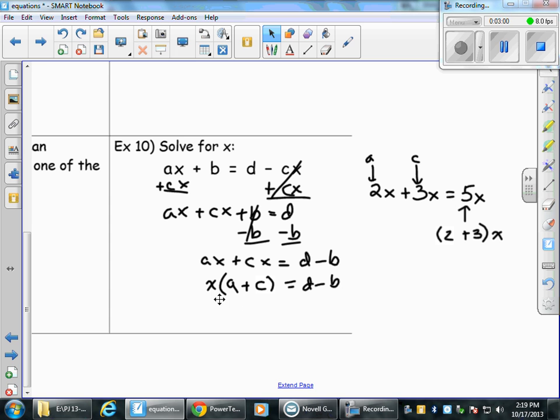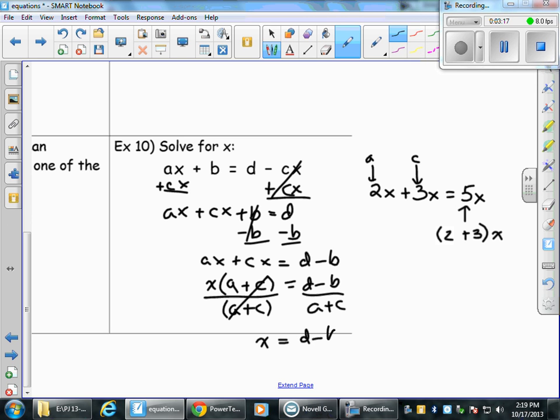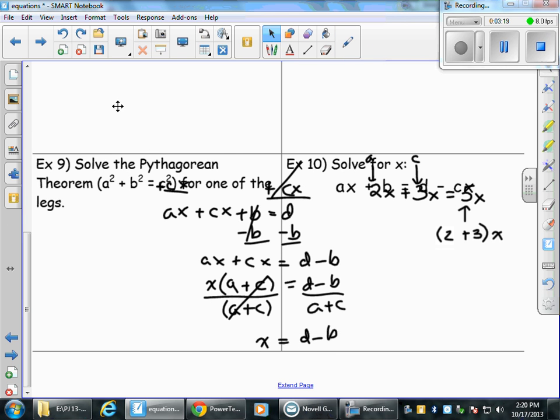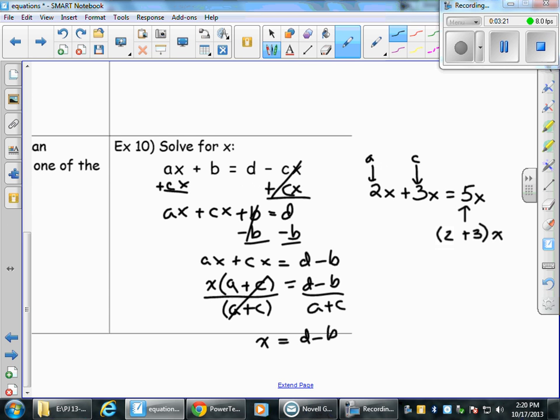So the whole purpose here is that now that we have the x as a product of x times the binomial a plus c, now we can divide by the expression a plus c on both sides. So a plus c divided by a plus c would cancel out, leaving us with x equals d minus b over a plus c.